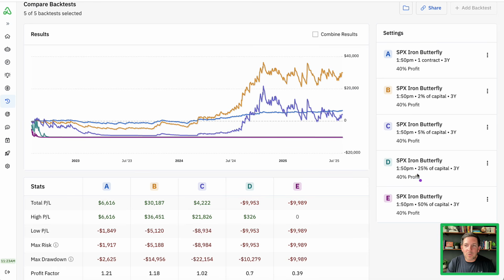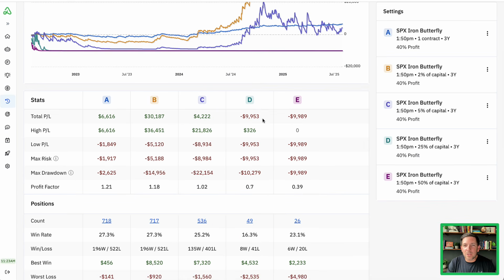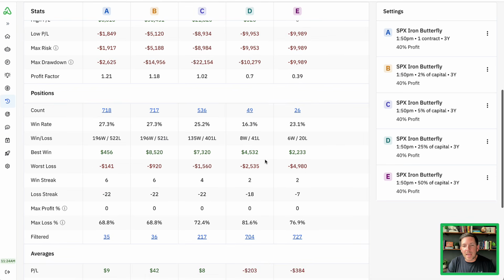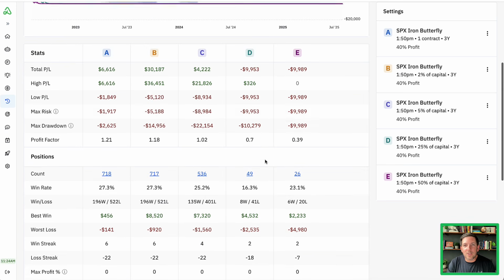Strategy number D was 25% of capital per position. You can see with a low win rate strategy, allocating high amounts of capital is absolutely a nail in the coffin. I mean, you might as well flush money down the toilet, which is basically what you did with both of these strategies. Strategy number E was 50% of capital per position. You can see strategy D actually had a low win rate, very much higher trade count compared to this one, almost double. But overall, it just was an absolute dud of a strategy. It just lost all of its money.